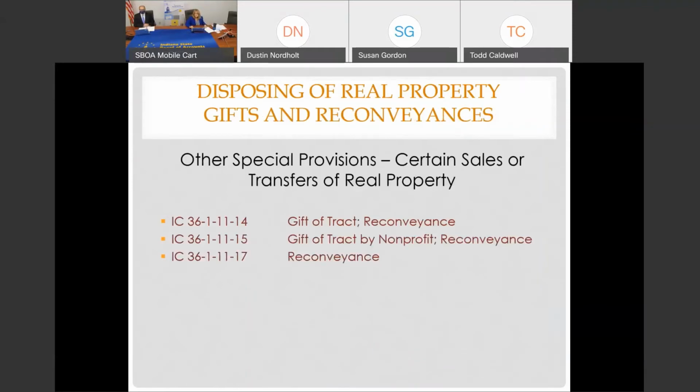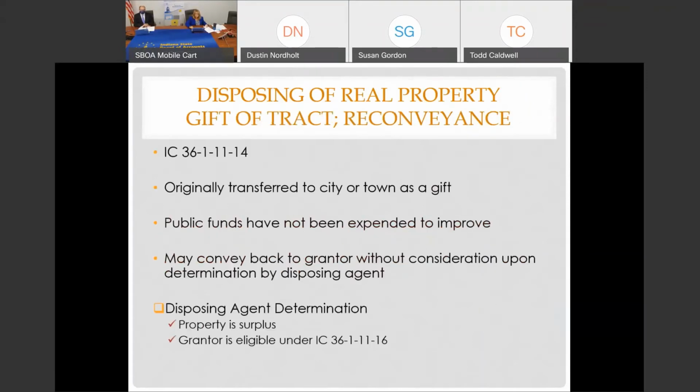And there's another section here on gifts of tracts of land and reconveying that to the grantor, or a gift of tract by not-for-profit and reconveying that, or just general reconveyance procedures. I have these slides here for you to have as future reference, but we're not going to go over those today, just in the interest of time.